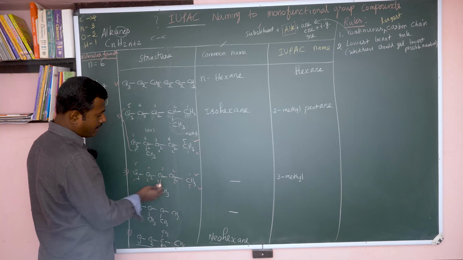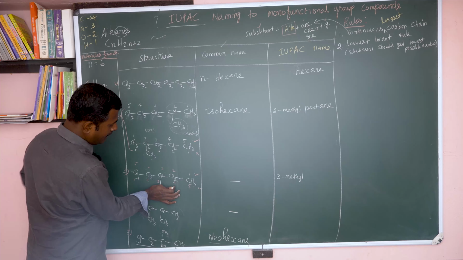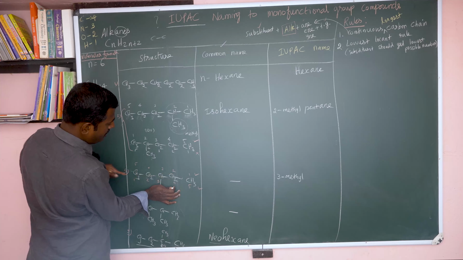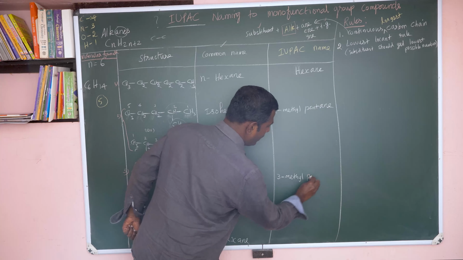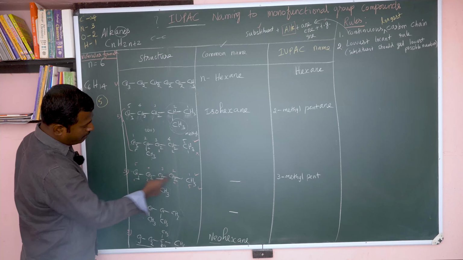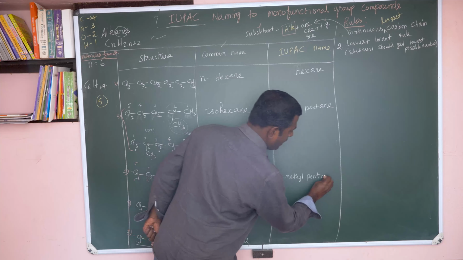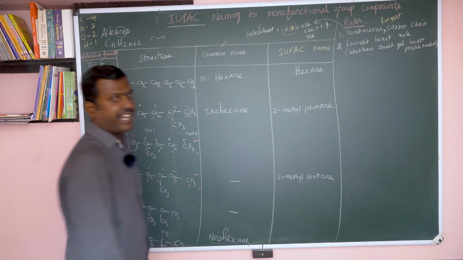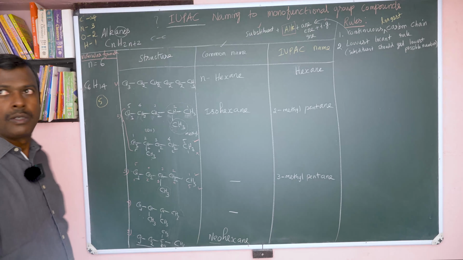After writing this methyl, how many carbons are there? 5 carbons. So what is the root word? Pent. Then what should be written? There are only single bonds between carbon atoms, so the name ends with ane. So 3-methylpentane.